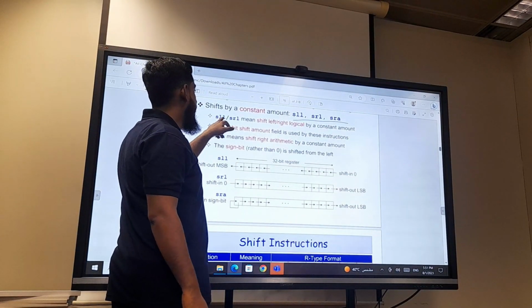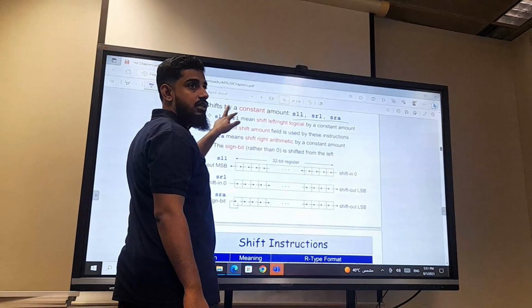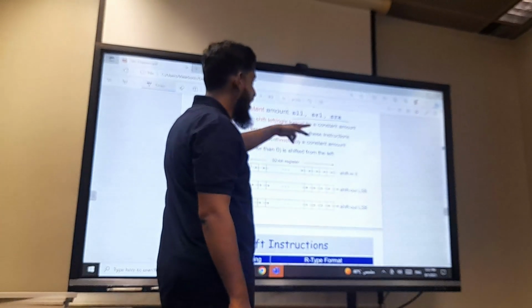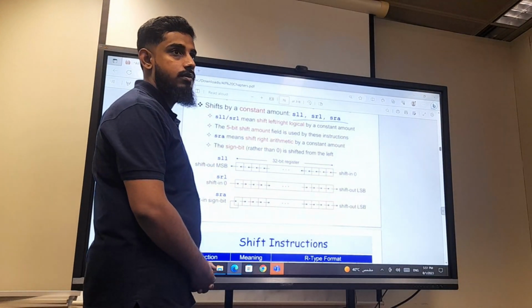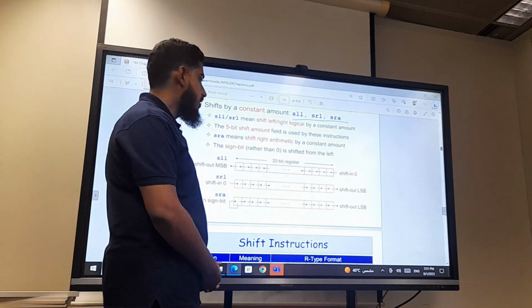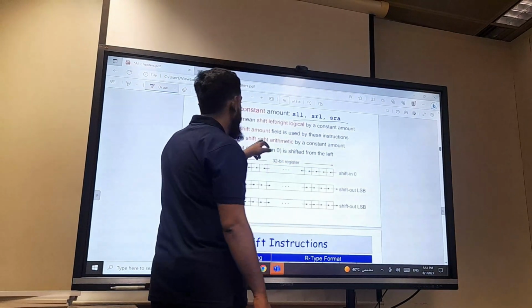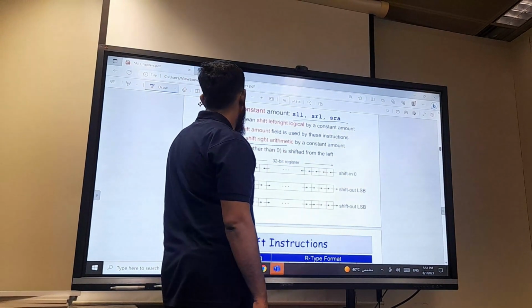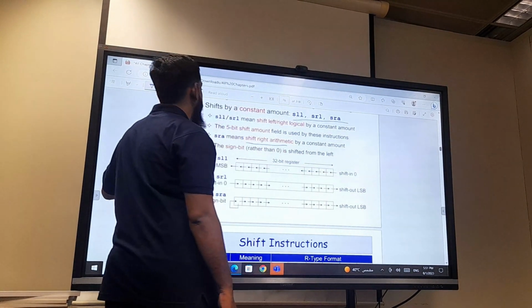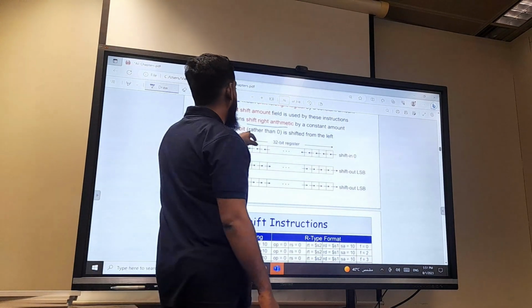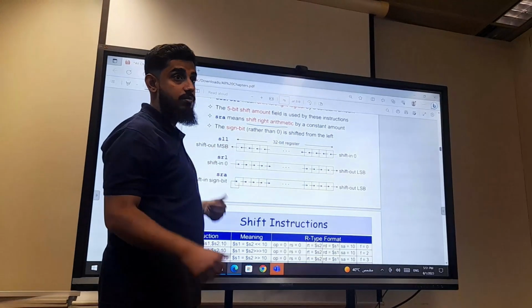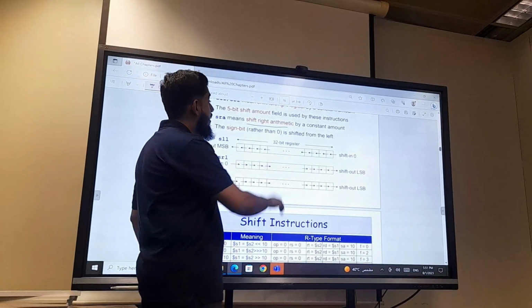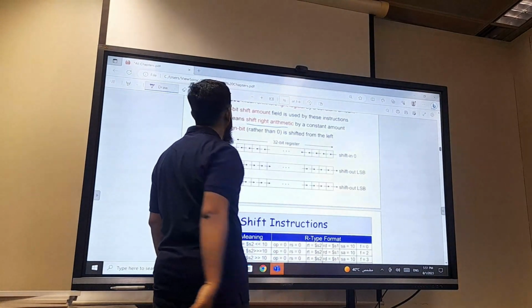Again, SLL means shift left logical, SRL shift right logical. So we will take the letter in the middle. If it's L, it's left. If it's R, it's right. SRA means the arithmetic shift. What does that mean? I'm going to tell you. Again, the sign bit. What is the sign bit? Always the most significant bit is your sign bit in a signed number. Rather than 0 being shifted in from the left.